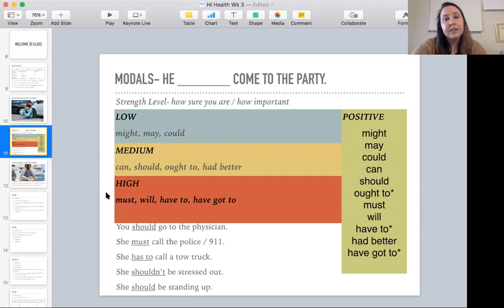We will be using these again in class the coming week. So make sure you look over them, make sure you understand how to use them and when to use them. And if you have any questions, you can let me know.